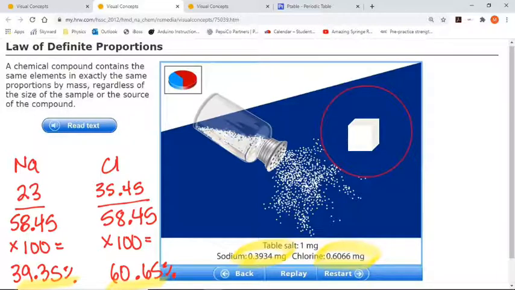And just like their sample said, I can take some table salt, I can pour a little bit in my hand. 39% is sodium, 61% is chlorine. I can fill up my entire classroom with table salt. 39% of it's sodium and 61% of it's chlorine by mass. So that's the law of definite proportions. The proportions do not change based on the sample size you are working with.